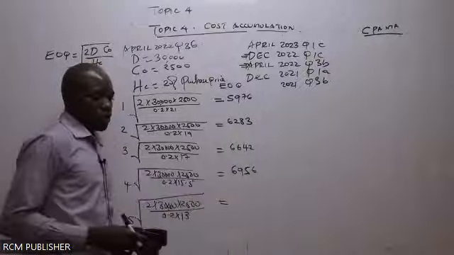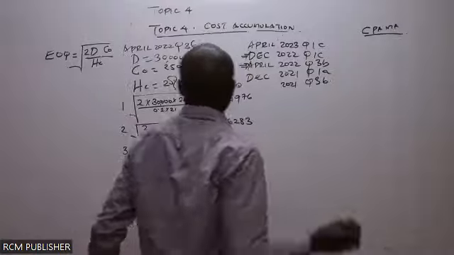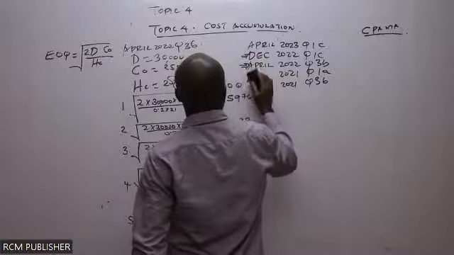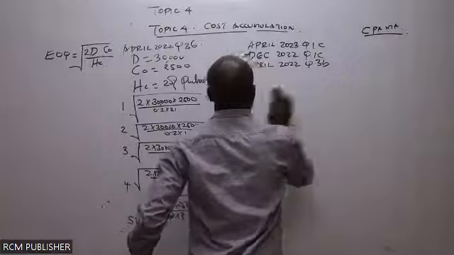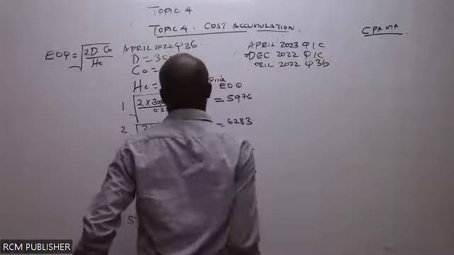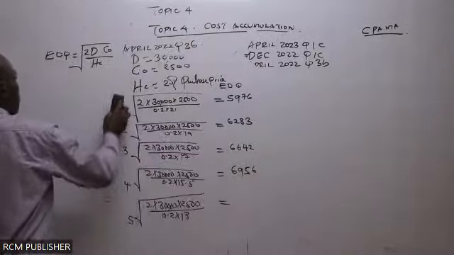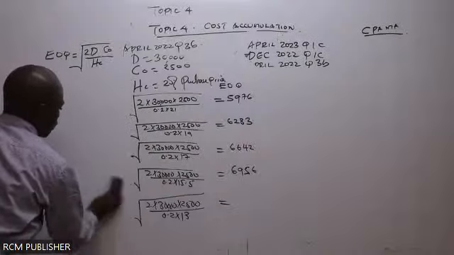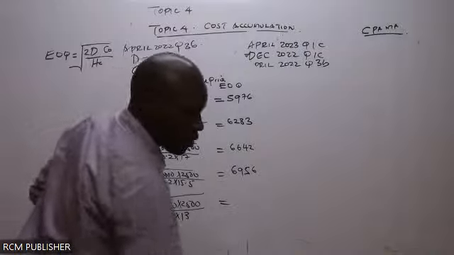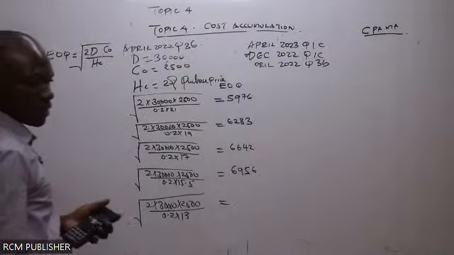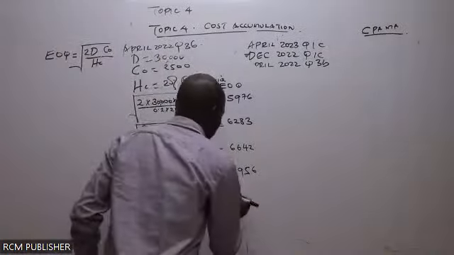Economic order quantity. 75.96. Okay, that's good.